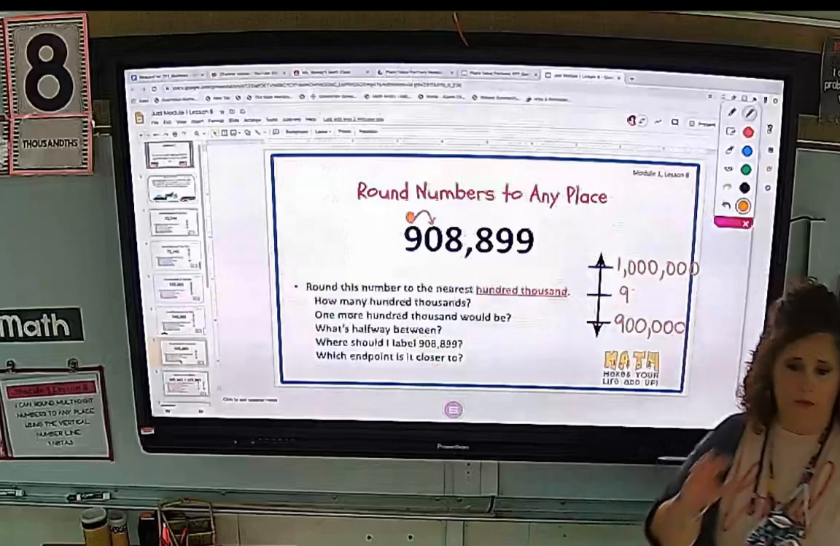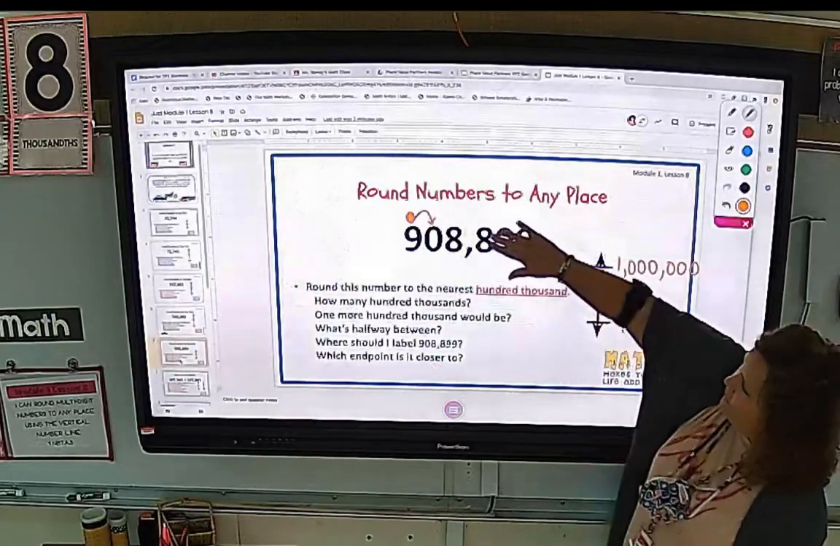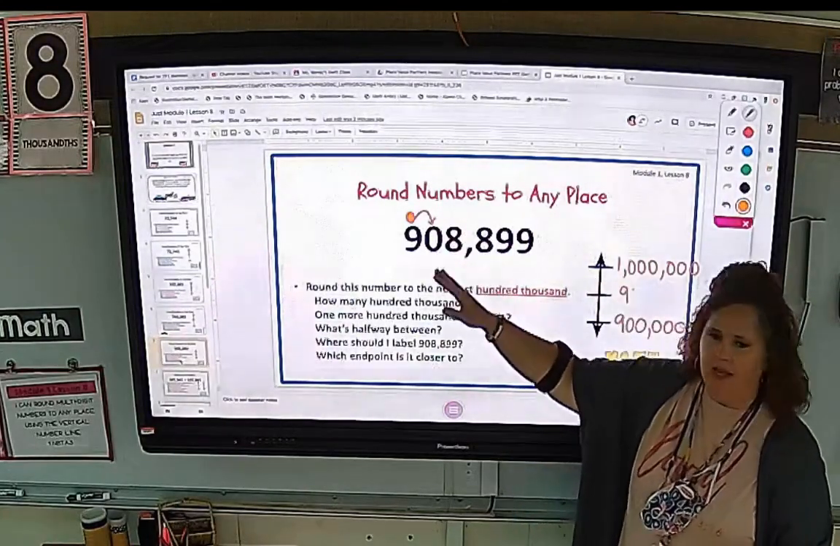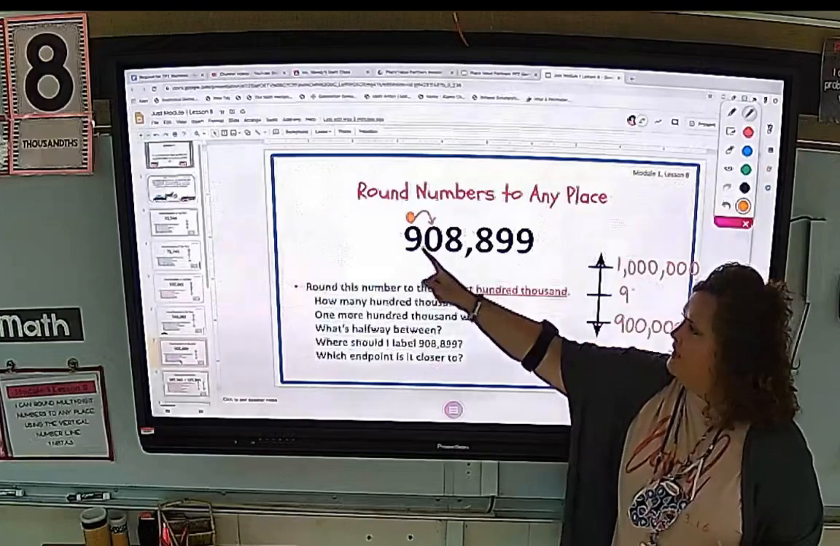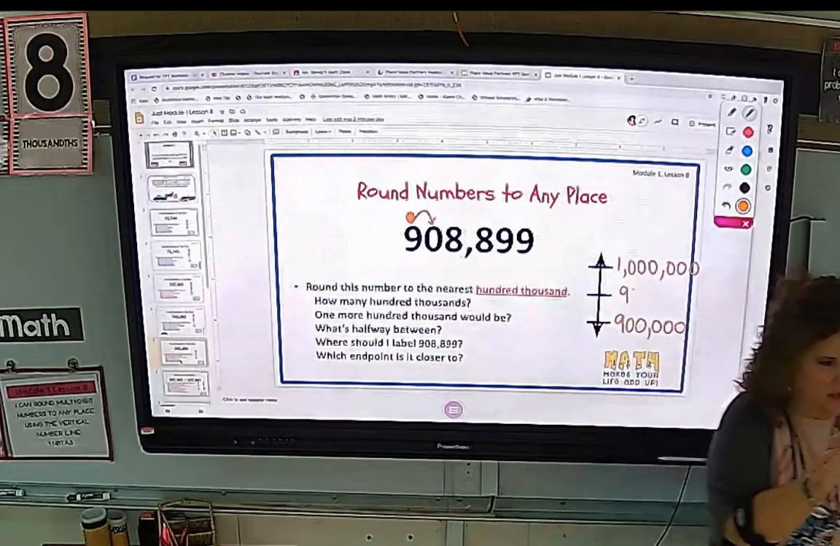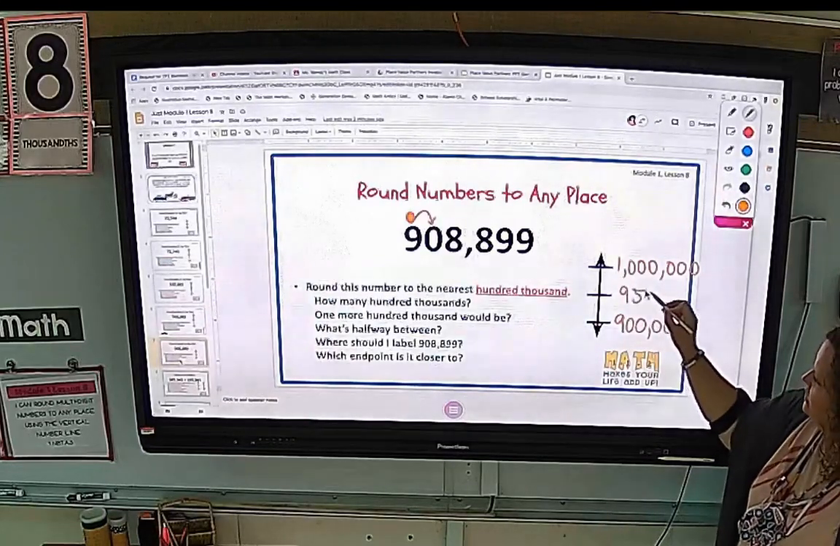You know how we write what we say when we write it in word form? If you're having trouble reading a number, cover that up. What is this? By itself, it's just 908. So 908,899. You can kind of read those in sections. So 950,000 is correct.